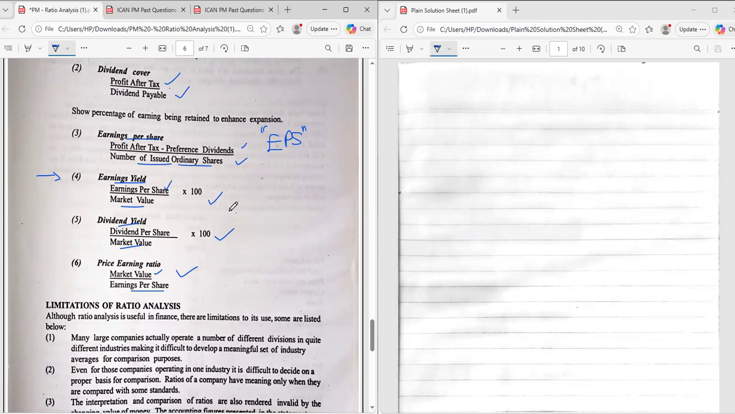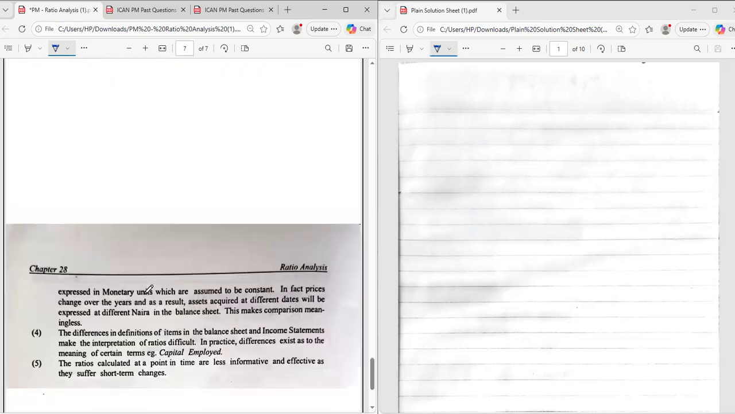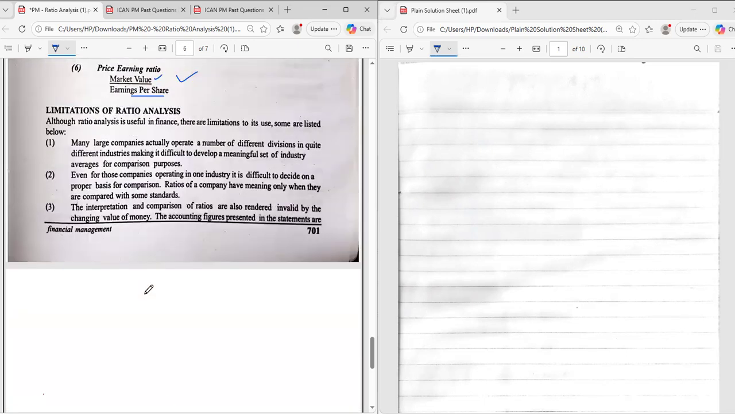That's all. The last part that they will not forget to set is your limitation of ratio. As powerful as ratio is, it has its own limitations. Let's look at some limitations of ratio. Now, let me just pick some from my head before I check.